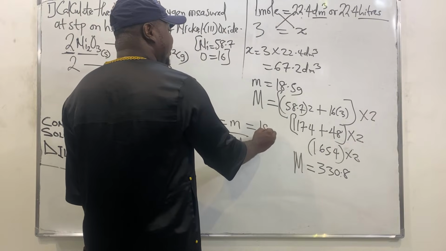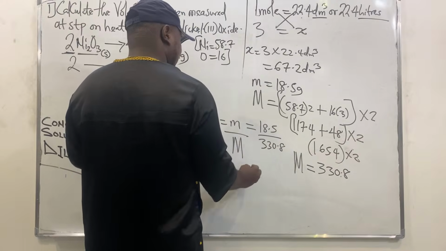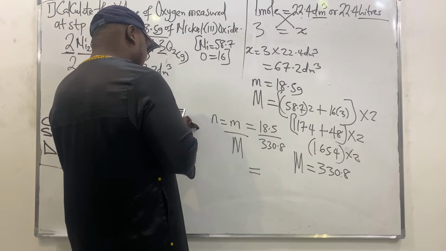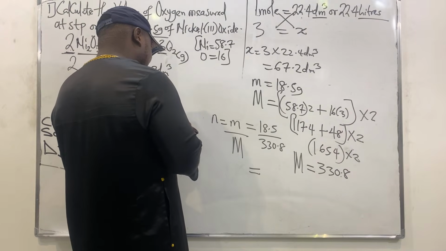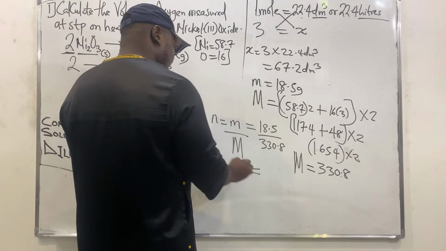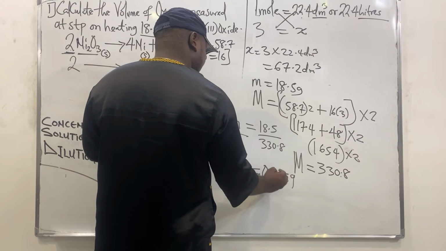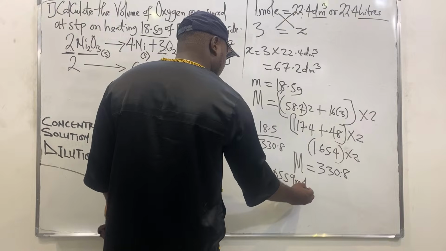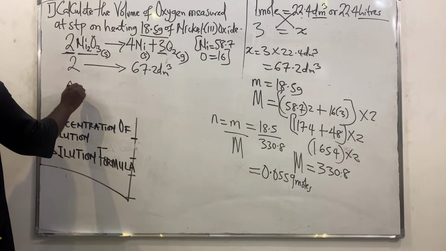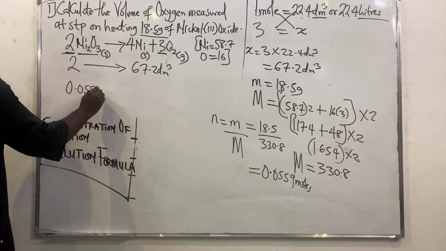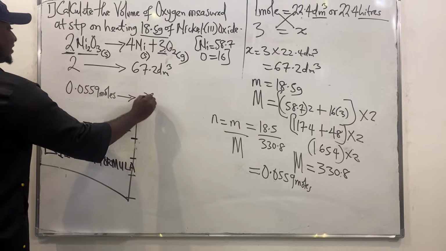What's the mass given? 18.5. What's the molar mass? 330.8. So the number of moles will be 18.5 divided by 330.8, giving you 0.0559 moles. So class, 0.0559 moles of nickel 3 oxide will give what volume of oxygen? We don't know, we'll call it X.